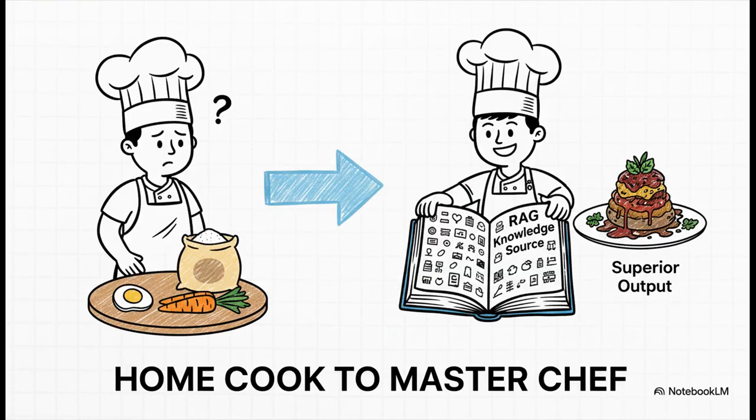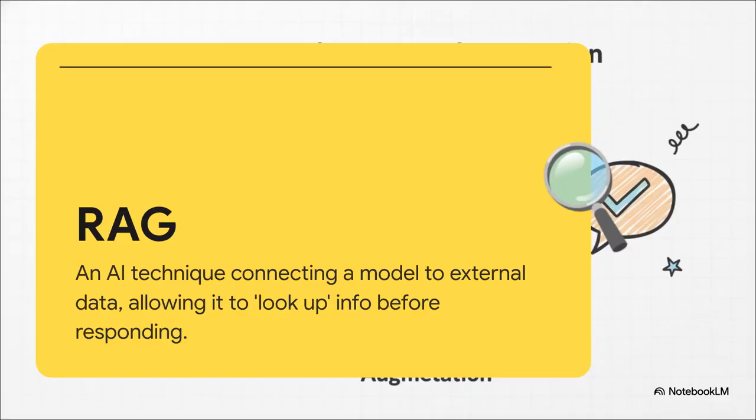Here's another way to think about it that I really like. An AI has general knowledge, kind of like a home cook knows the basics of cooking. But RAG is like handing that cook a detailed cookbook, your company's internal documents, the latest medical journals, or up-to-the-minute financial data. The cook doesn't need to be completely retrained, they just need the right recipe to follow. And that, in a nutshell, is retrieval-augmented generation. It connects a powerful language model to an external, up-to-date knowledge base. It retrieves the facts first, and then it uses those facts to generate a better, much more reliable answer.